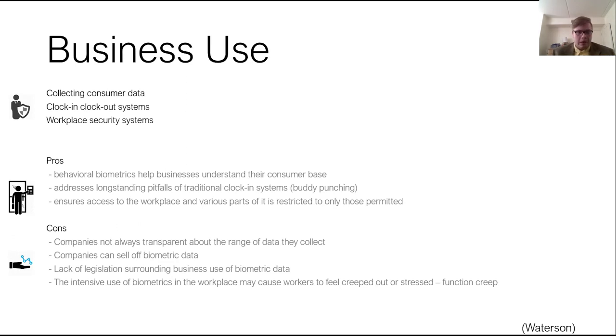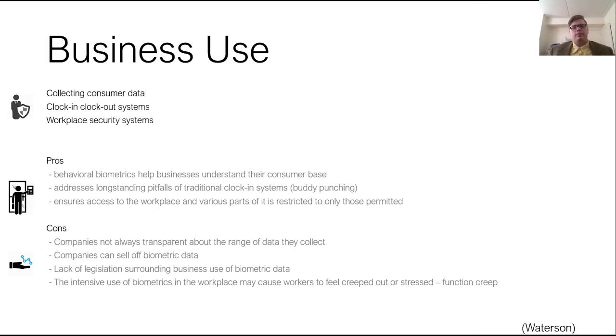For businesses, biometric data is extremely powerful. It's used for a wide range of applications, ranging from getting a better picture of their consumer base through data collection, clock-in, clock-out systems, and security systems for the workplace. The pros are pretty straightforward given the applications. It helps the business operate in a way that accommodates their customer base better. It gets rid of long-standing pitfalls of traditional clock-in systems. In other words, you can't get your buddy to clock you in if there's a system that relies on biometrics. And the general improvements to workplace security are a good thing.